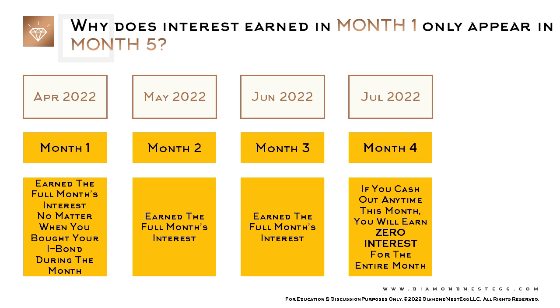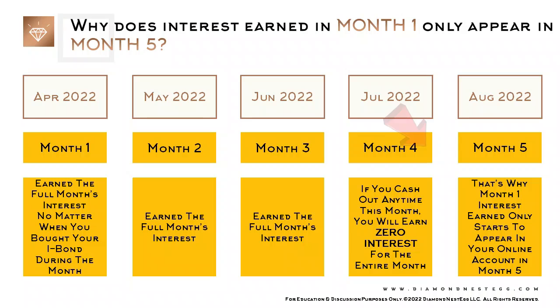So, in your redemption month, July in this example, or month 4, the government's basically taking back that free lunch by not paying any interest at all unless you hold it for the entire month. Even if you redeem on the last few days of July, you'll get nothing for the month of July. To get your July 2022 interest, your month 4 interest, you would have to hold your I-bonds until at least August 1st. And that's why when you check your online account in month 4, you still see 0 interest, and also why month 1 interest earned only starts to appear in your online account in month 5.